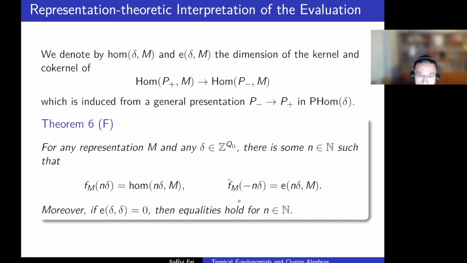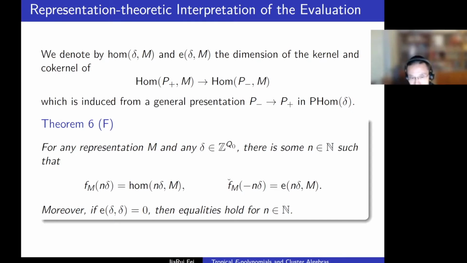So the result says that if you evaluate the tropical F-polynomial at the weight vector, then you get this Hom. On the other hand, there is also a notion of a dual F-polynomial. Before, I used sub-representations to define the tropical F-polynomial. If I use quotient representations, that is the dual F-polynomial, and that one will give you the other one. But the theorem is not so nice because of the n in the statement, and there's no way to determine this n very easily, I think.